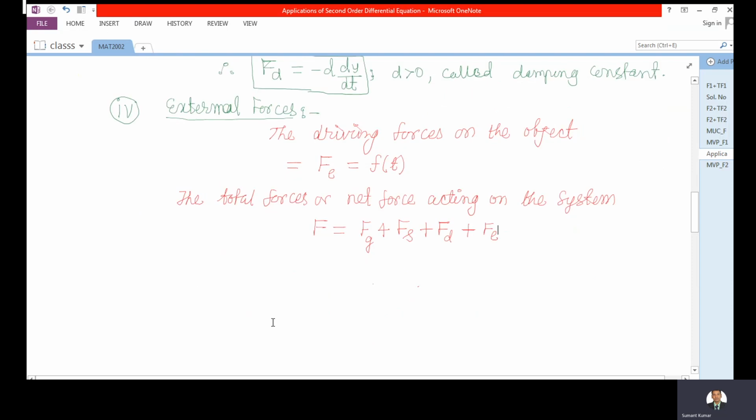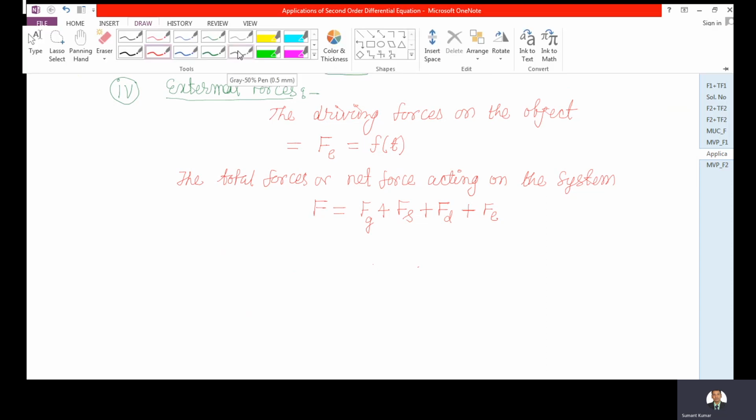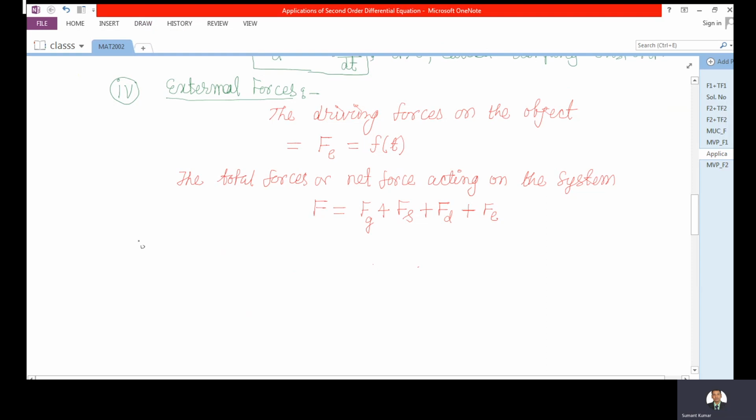So now using equation 1, that is Newton's second law of motion, we can write the equation. Therefore equation 1 becomes m a, that is m d2y by dt square, equal to the sum of all forces, that is the net force. So Fg plus Fs plus Fd, not f suffix d, plus Fe. Here this force is mg, force due to gravity.